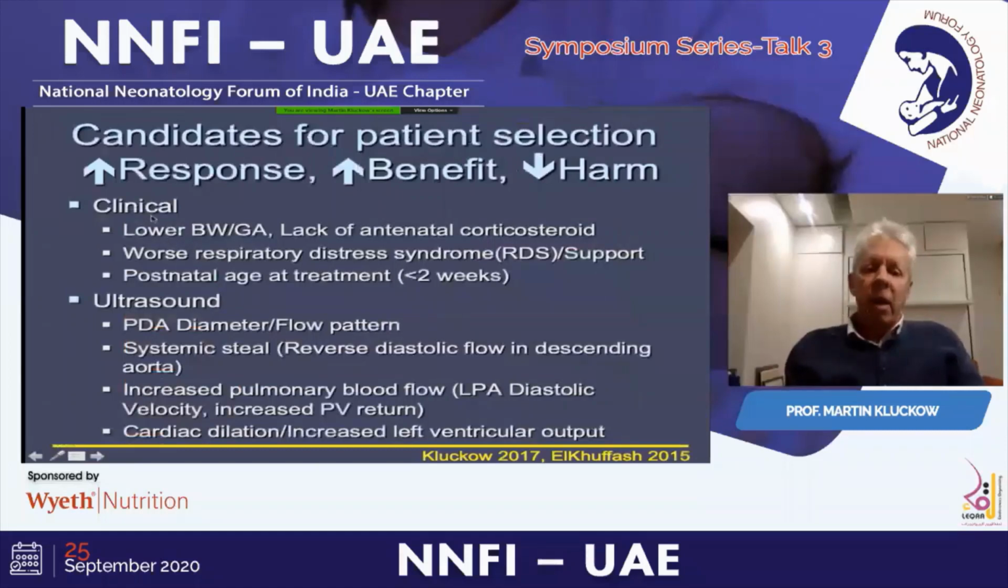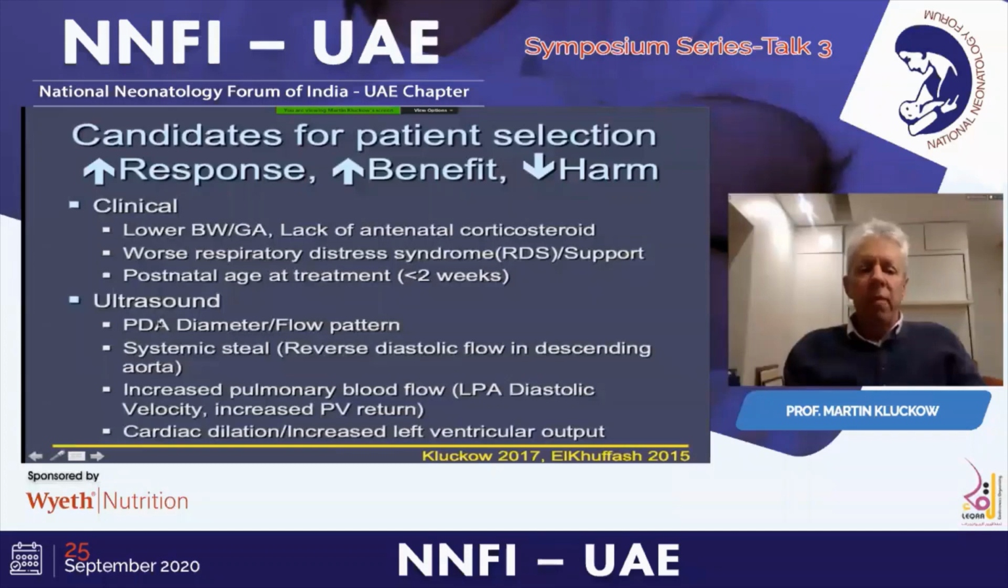We can use clinical criteria. Lower birth weight and lower gestational age are more likely to not have spontaneous closure and therefore benefit from treatment. That also includes babies whose mothers didn't have full antenatal corticosteroid cover. Babies who are mechanically ventilated with worse respiratory distress syndrome, increased respiratory support, may benefit more from PDA treatment. And babies who are less than 2 weeks of age are more likely to have PDA closure with treatment. And I'll show you some data on that shortly.